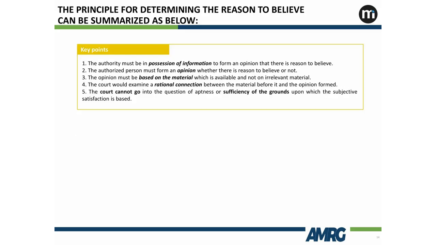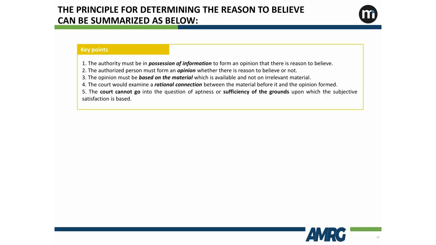So the entire inspection is complete now. Five things you must note. The authority must be in possession of the information to form an opinion that there are reasons to believe. Must be in possession of information. Second, the authorized person must form an opinion himself whether there are reasons to believe or not. So the opinion must be formed by the senior person. Third, the opinion formed must be based upon the material available on record at that point in time and not in future. Fourth, the court would examine the rational connection. So the court is authorized to examine what is the connection between reasons to believe and material available.